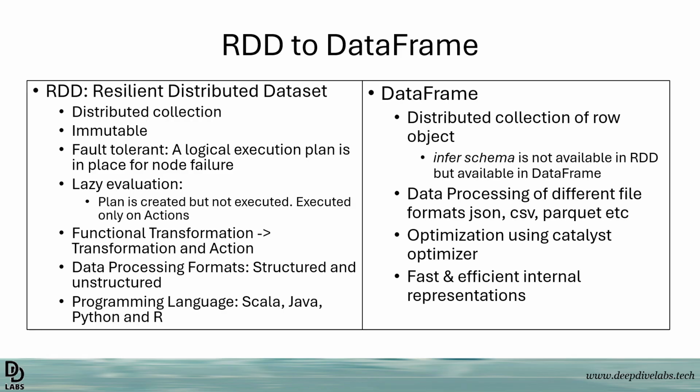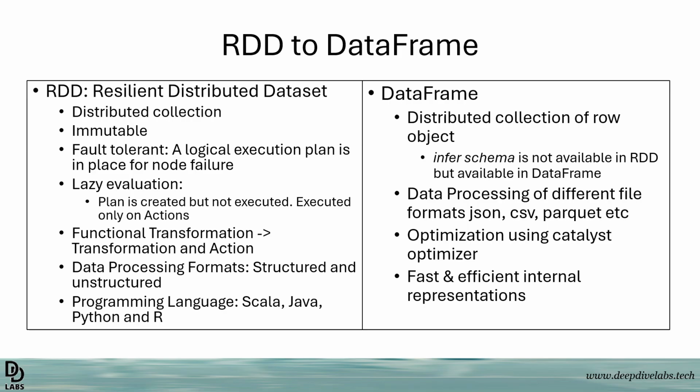Now let's look at your data frame. Data frame came after RDD, right? It was meant to be easy to use, because developers are already used to the concept of data frames. So what is a data frame? It's a distributed collection of row objects. So it's not just a collection, but a collection of structured data in terms of row objects. So there are rows and columns.